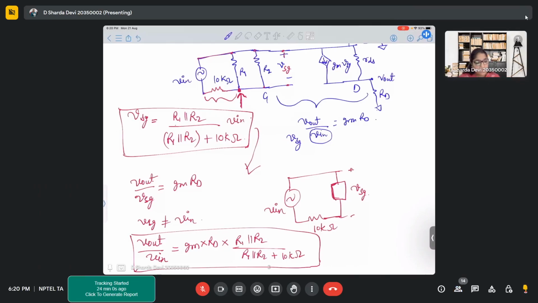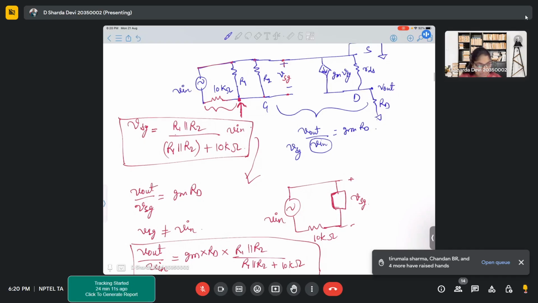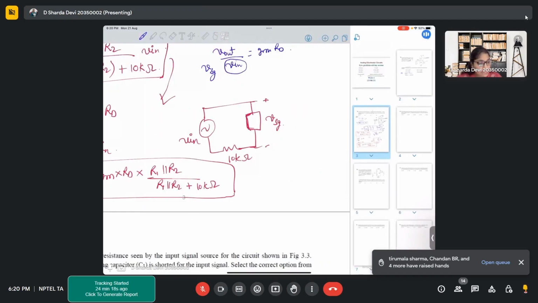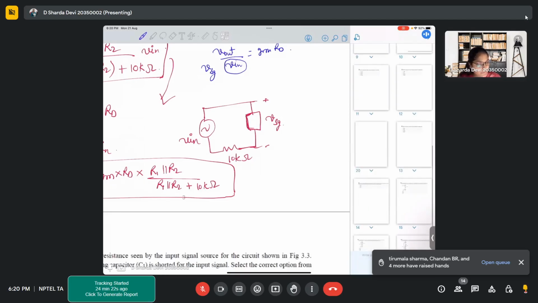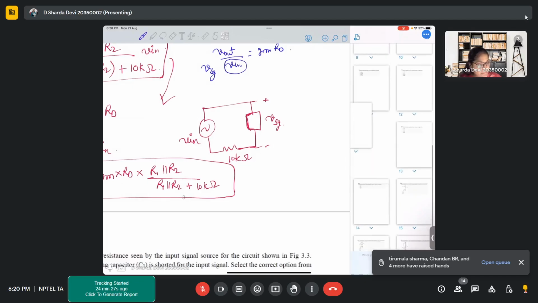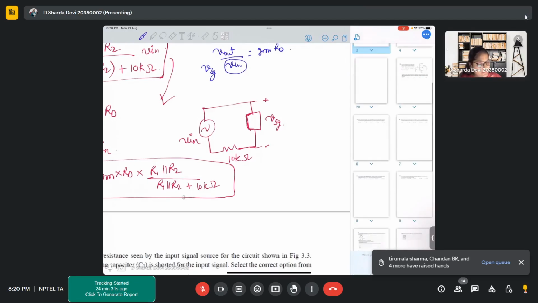So here we have simply used the voltage division, right? Because of this extra 10 kilo ohm, there was an extra voltage drop which was appearing. So that's why we use the voltage division and then the simple GM into RD. Okay. So since it is clear, now we have to simply substitute the values of GM, RD, R1, R2, and we'll get the gain.